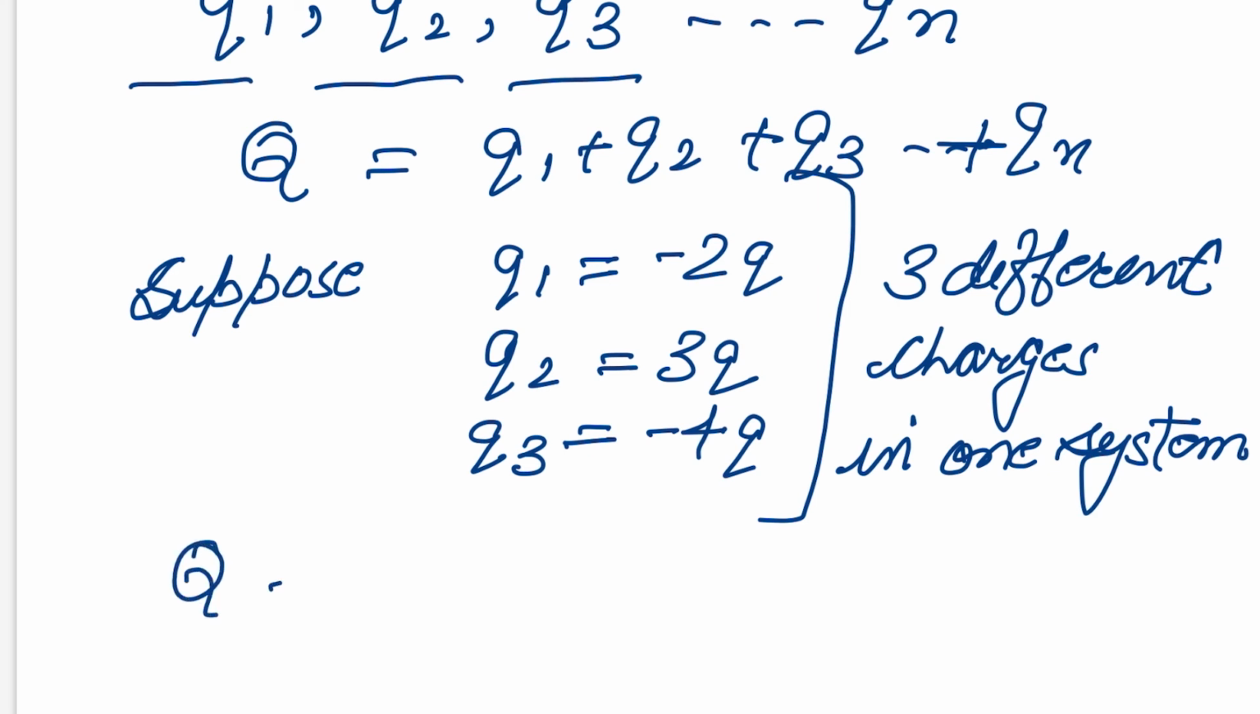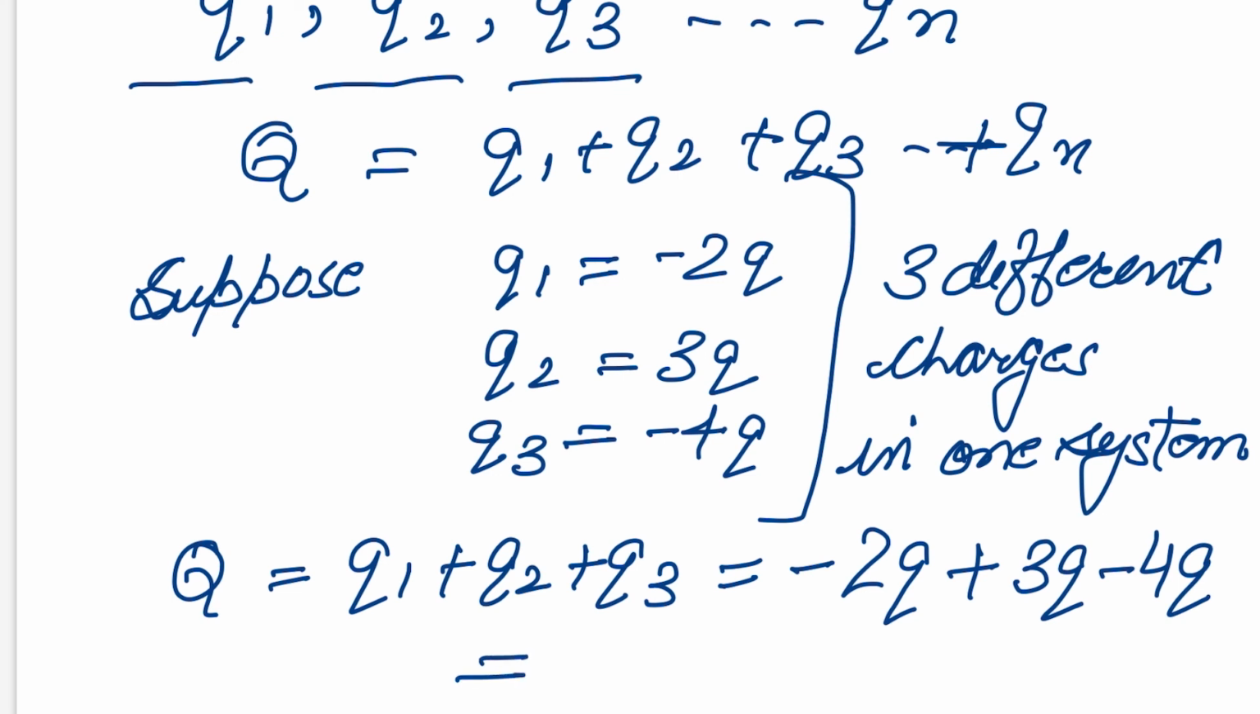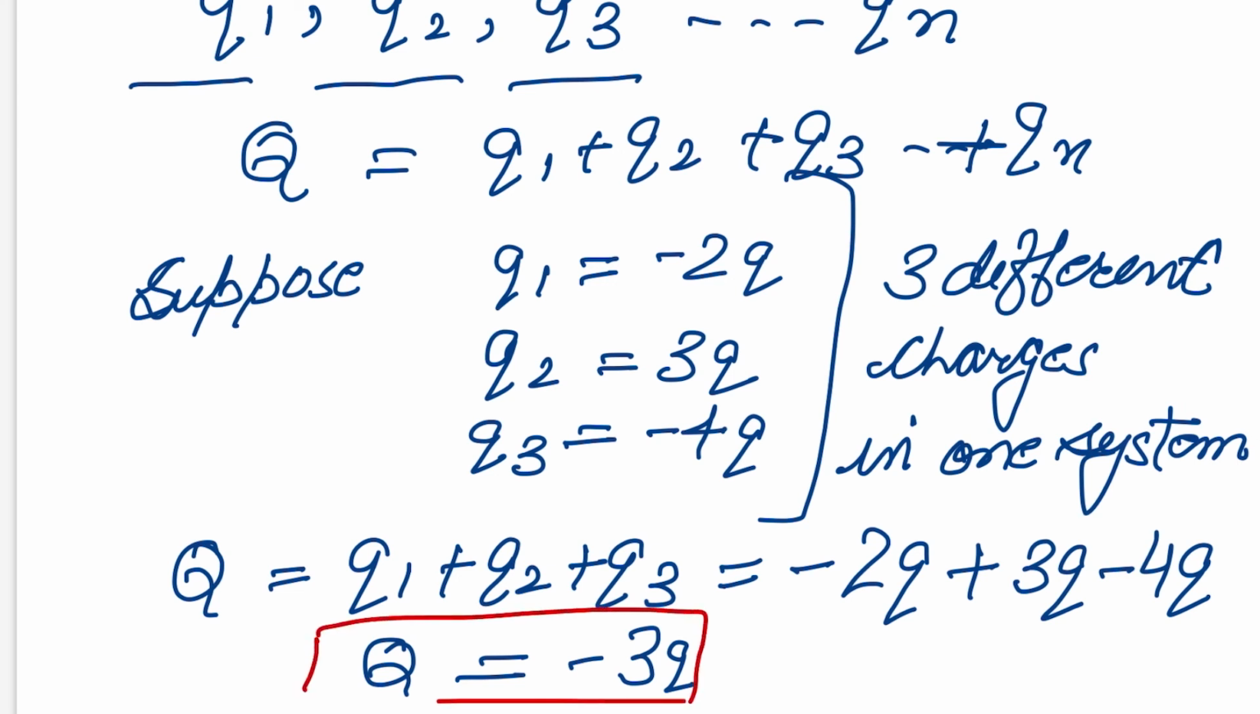We say that the total charge is Q. So what we will do, as per the additivity nature of the charge, we will write Q1 plus Q2 plus Q3. Let us substitute the values: Q1 is minus 2Q, Q2 is 3Q and Q3 is minus 4Q. So the total charge on the system will be minus 6 plus 3, which makes it minus 3Q. So the total charge is minus 3Q. As per the additivity of charge, the charges are added directly.